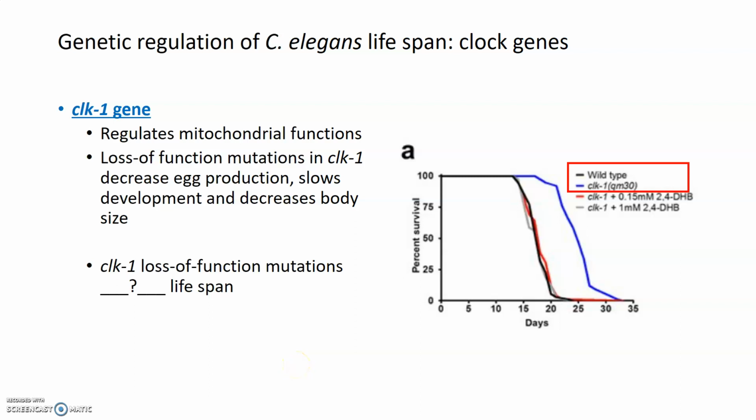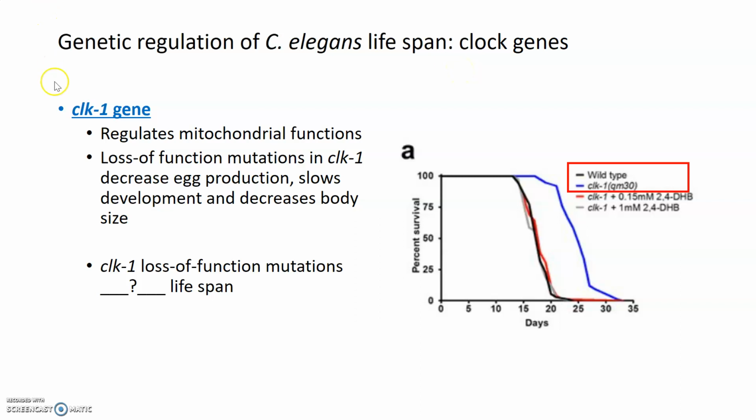So in addition to DAF2 and the DAF2 pathway genes age1 and DAF16, there are some other genes that have been well studied in C. elegans and have been shown to affect lifespan as well. And there are a lot of these genes, so we're just going to talk about one set of genes called the clk genes as kind of another example of how genetics can regulate lifespan in C. elegans. And so there are several clk genes.